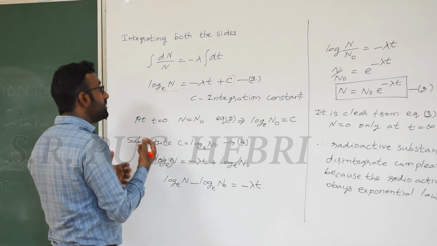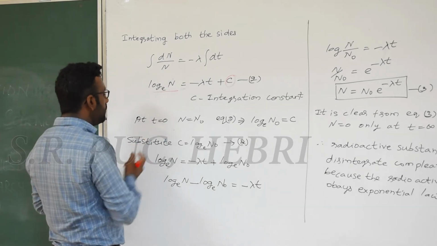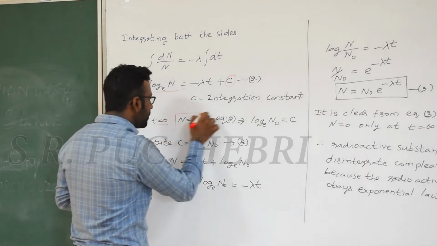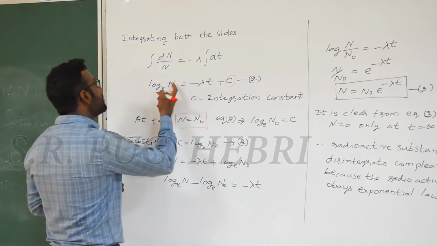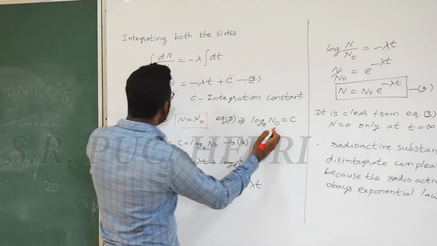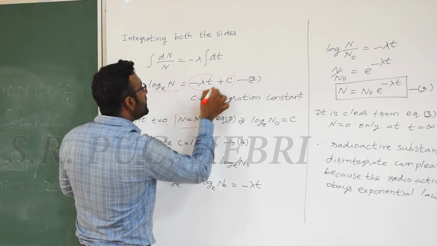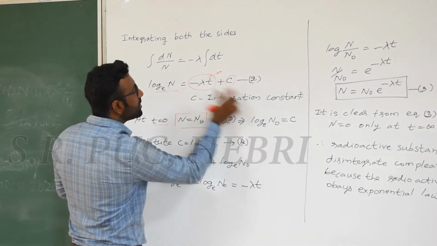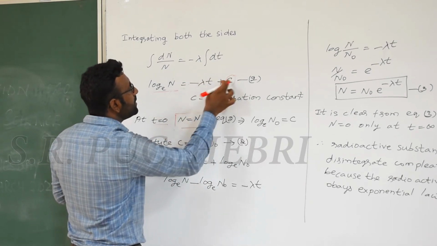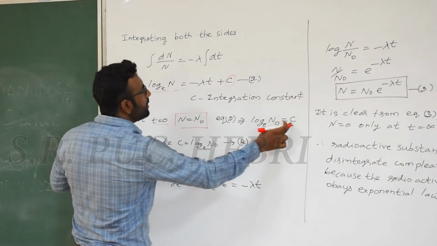Let us take the initial condition. So when t is equal to 0, what happens? We can substitute the values over here. When t is equal to 0, we know that N is equal to N naught. So we will substitute these conditions in equation 2. Then you get log to the base e, instead of N we have N naught. That will be like t is equal to 0, right? So what happens to this term? This term is going to become 0 over here. Therefore, what we get? We will be left with the c. Then log to the base e N naught is equal to c.